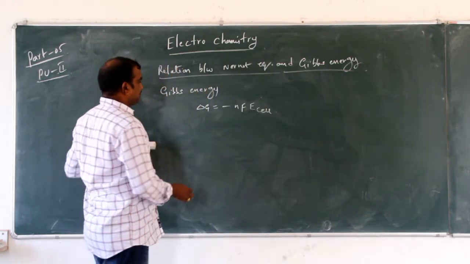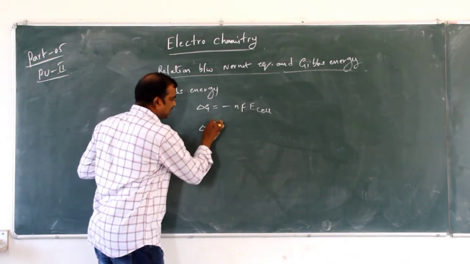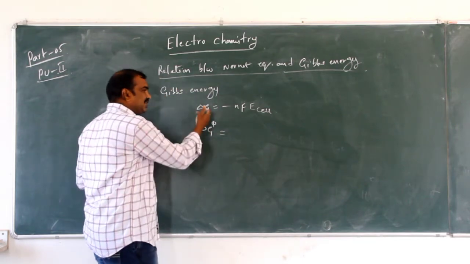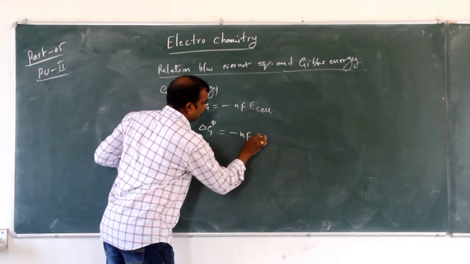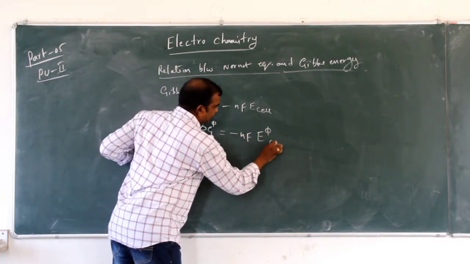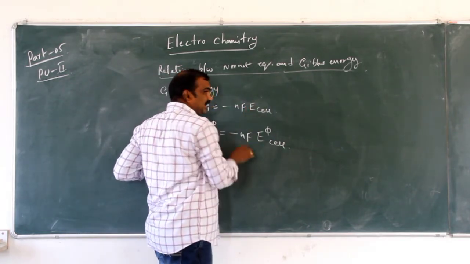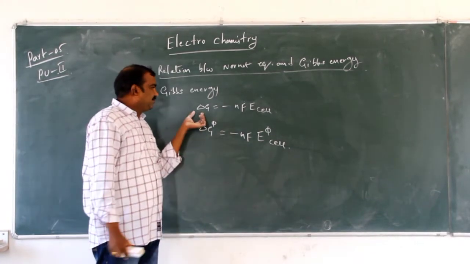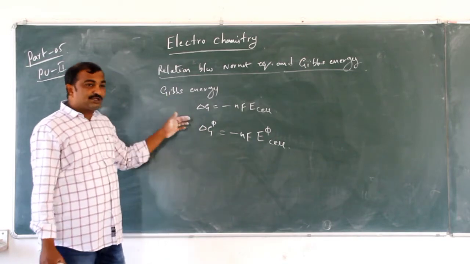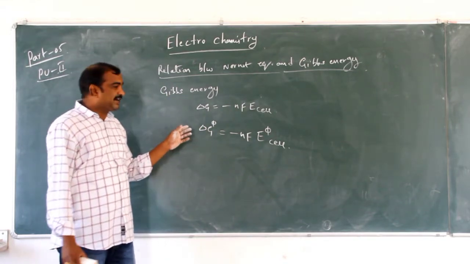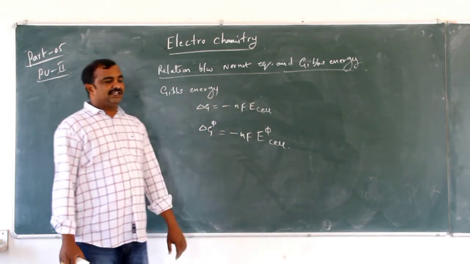It gives a free energy, that means the standard Gibbs energy. We are taking this Gibbs energy to the standard form, so delta G naught is equal to minus nF E naught cell. For this first reaction, we are just taking the standard terms. In the first reaction, general terms are there, delta G and E cell. Standard terms are delta G naught is equal to minus nF into E naught cell.